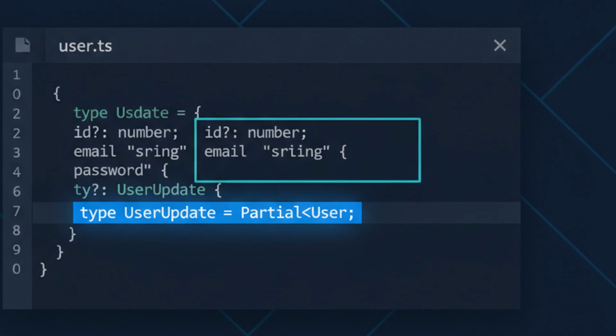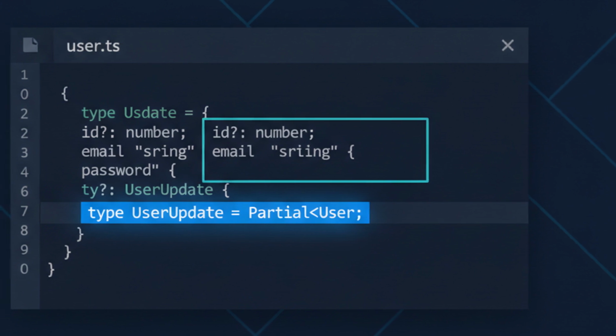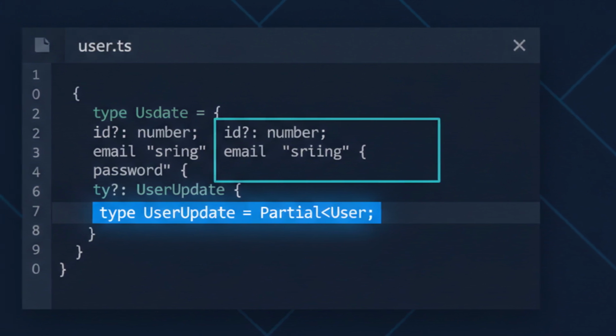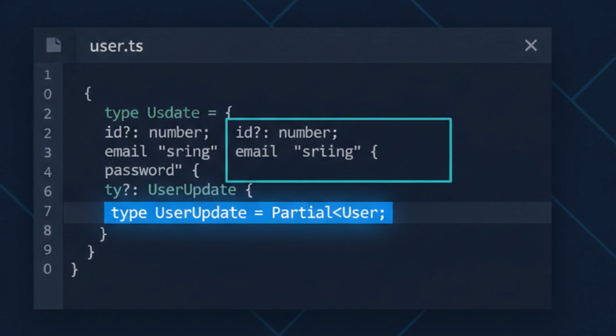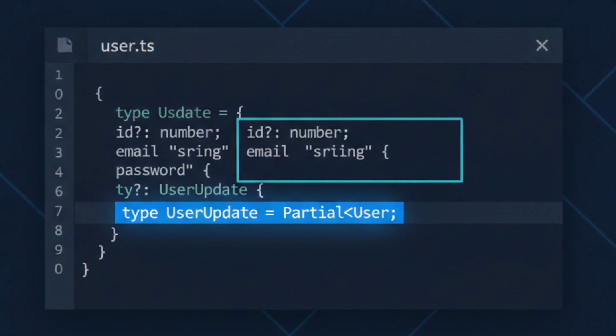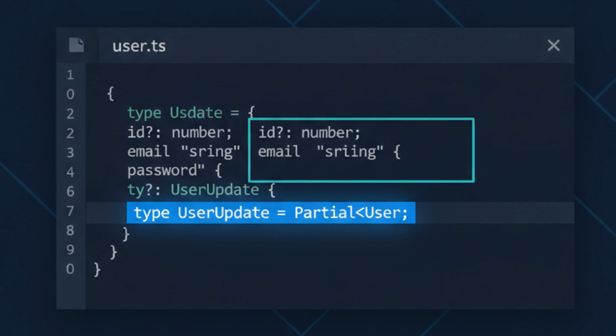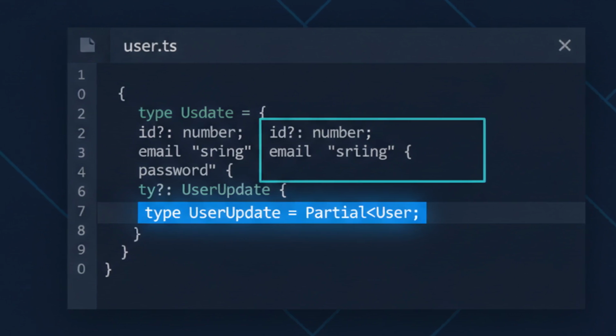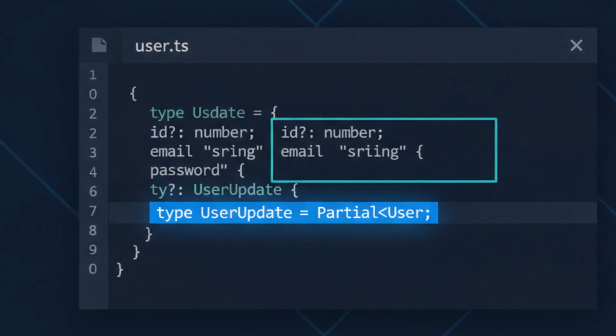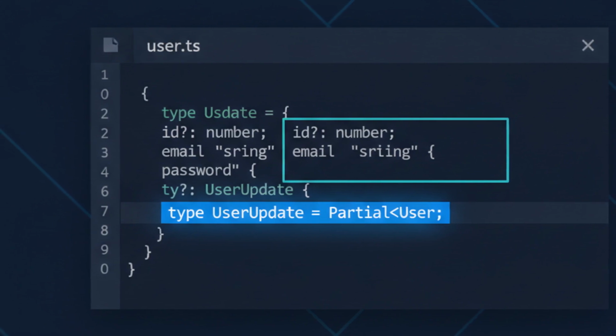Partial takes a type and makes every single property optional. So instead of handwriting user update, we just say partial of user. One line. And here's the magic. If you ever add a field to user, partial picks it up automatically. The 2 types can never drift apart because there's only really one source of truth.